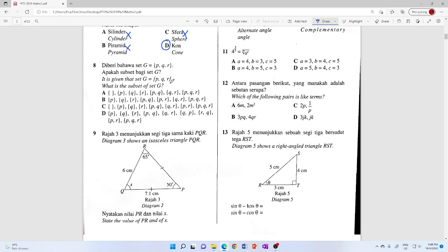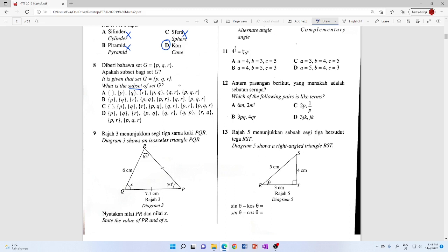It is given that set G is PQR. What is the subset of set G? Subset meaning that it has all the combinations of elements in the set. So you would have empty set, P, Q, R, PQ, QR, PR, PQR.